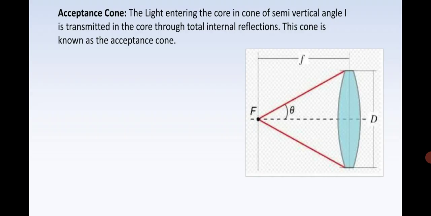Now the acceptance cone. The light entering the core within a cone of semi-vertical angle is transmitted in the core through total internal reflection. This cone is known as the acceptance cone. It is a half angle cone. Okay. Thank you.